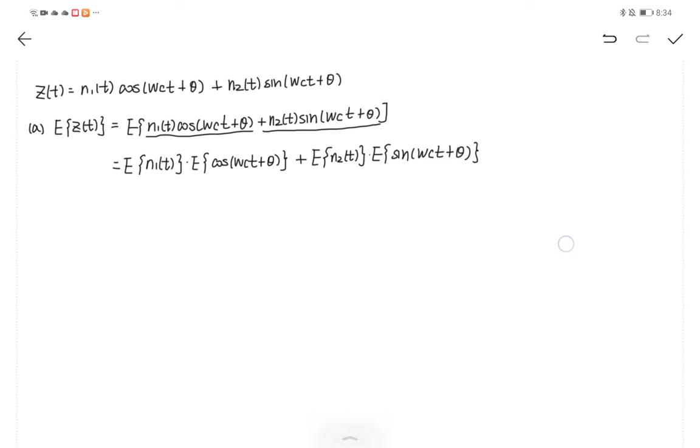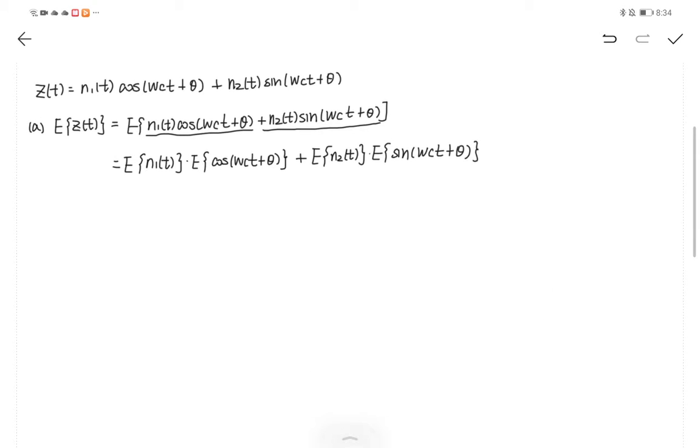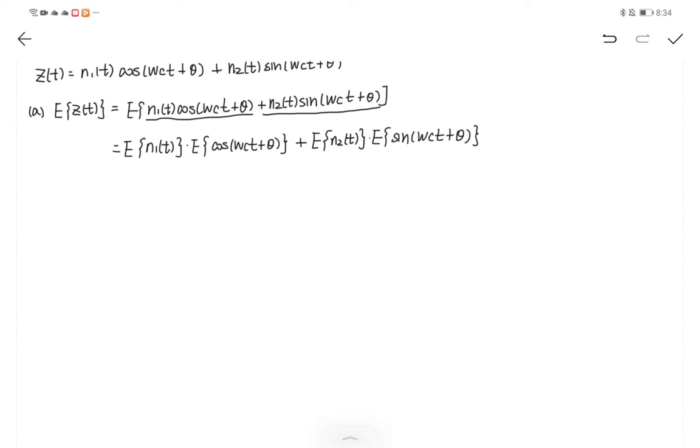And from the problem we know that N1(t) and N2(t) are WSS, wide sense stationary processes, so their expectations are constant. And we can set the expectation of N1(t) equal to eta 1, and the expectation of N2(t) is eta 2.